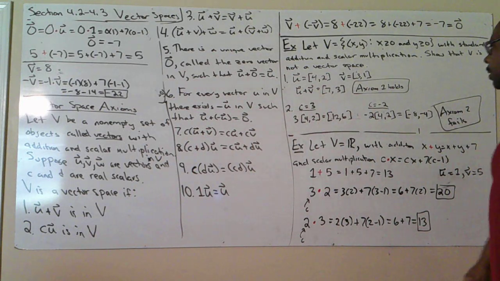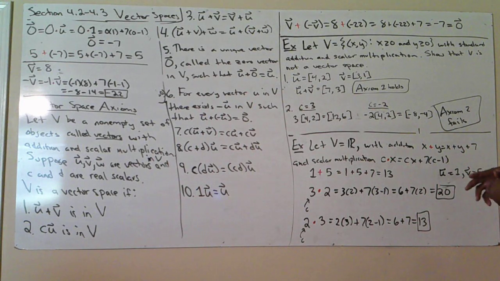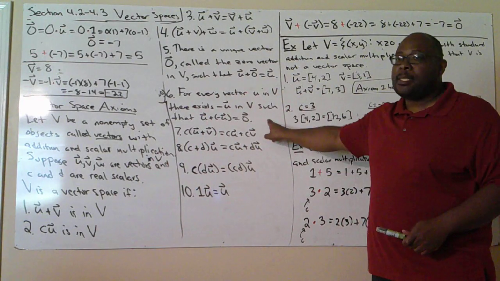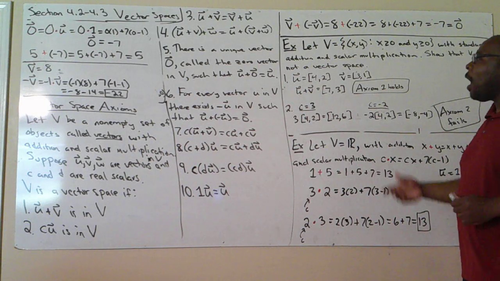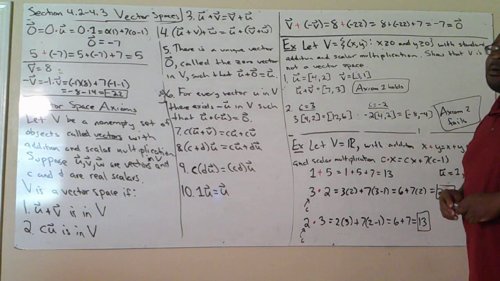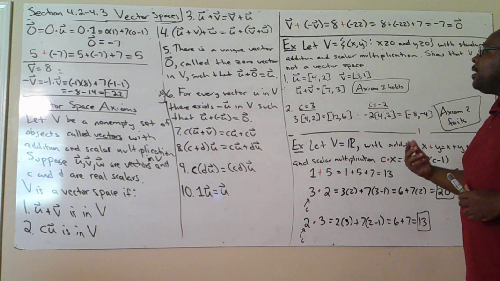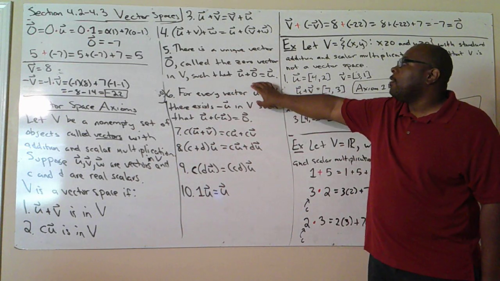Axiom 2 fails. I'm not going to go through all of them, but another axiom that fails is axiom number 6. Axiom number 6 fails because I need to find out what is negative u. So if I know what u is, what's the 0 vector for this set?